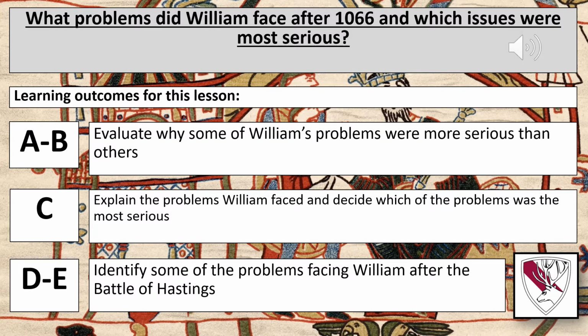Today's lesson is looking at what problems did William face after 1066 and which issues were most serious. This is your title. Please write this down in your books along with today's date.